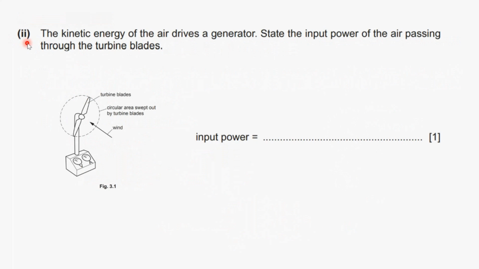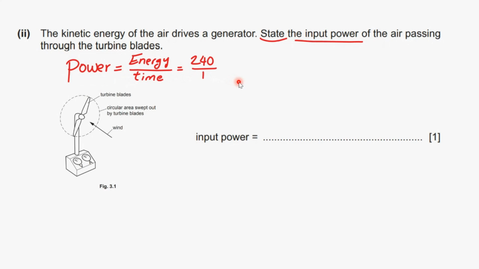In part A(ii), the kinetic energy of the air drives the generator. So there is work done because we change the kinetic energy as an input into electrical energy. The examiner is asking to state the input power passing through the turbine. There is one formula for calculating the power, which is equal to the energy divided by the time taken. This energy was given in part A, it was 240 divided by the time taken, which is 1 second.